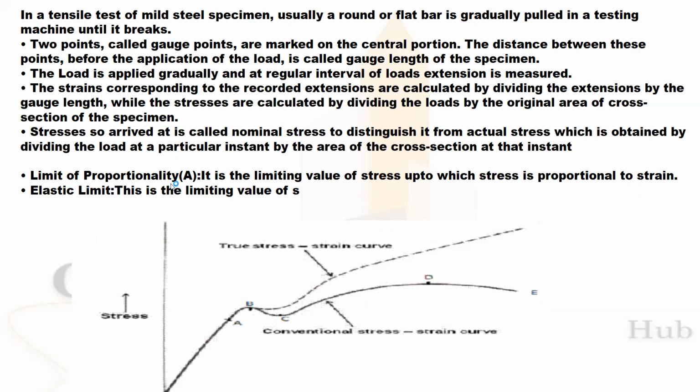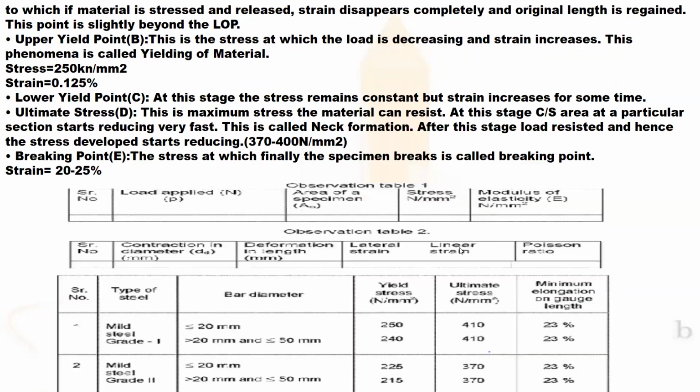Limit of proportionality is the limiting value of stress up to which stress is proportional to strain. Elastic limit is also a limiting value. Here I show you the image: stress on the x-axis, strain on the y-axis. Conventional stress, true stress. The point is slightly beyond the LOP.